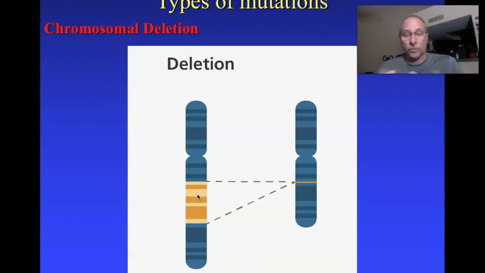Now this is bigger than just a frame shift. Here we're removing entire genes and gene cassettes and whole regions of the chromosome. So this can have a very, very massive, drastic effect on the phenotype.